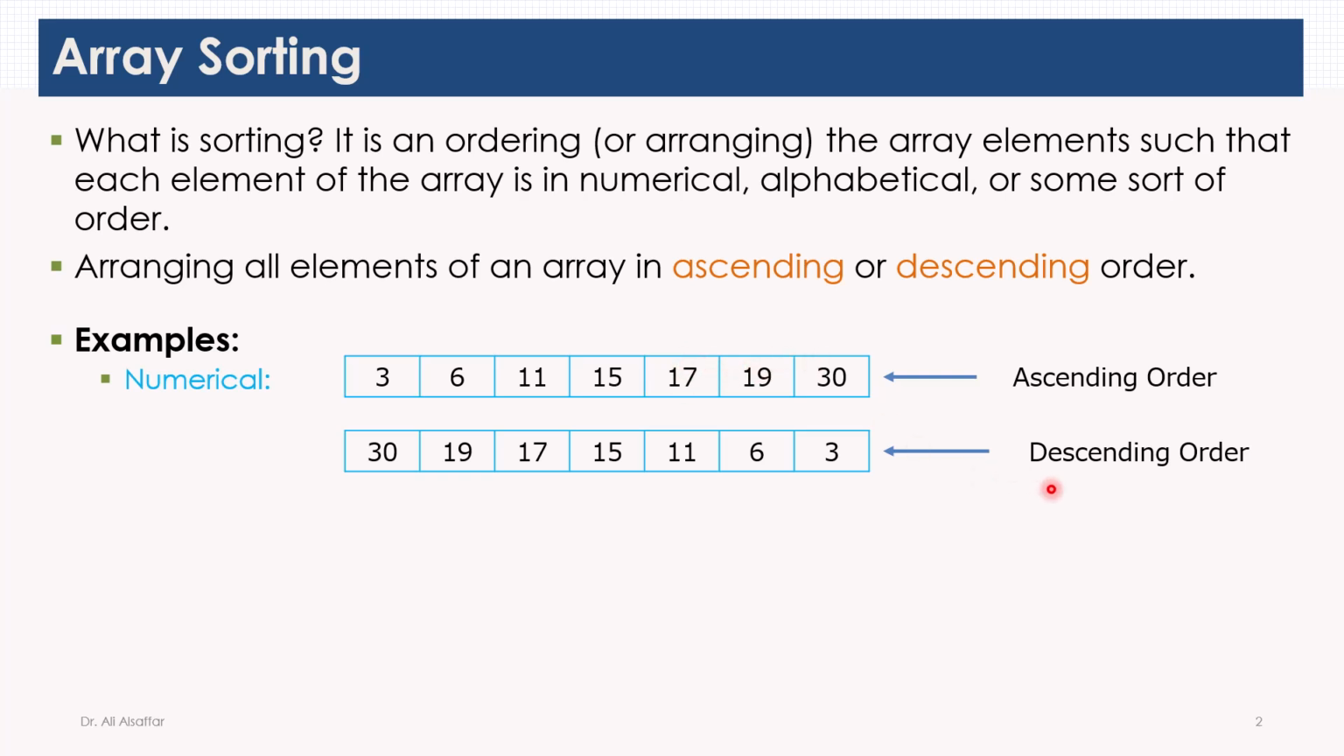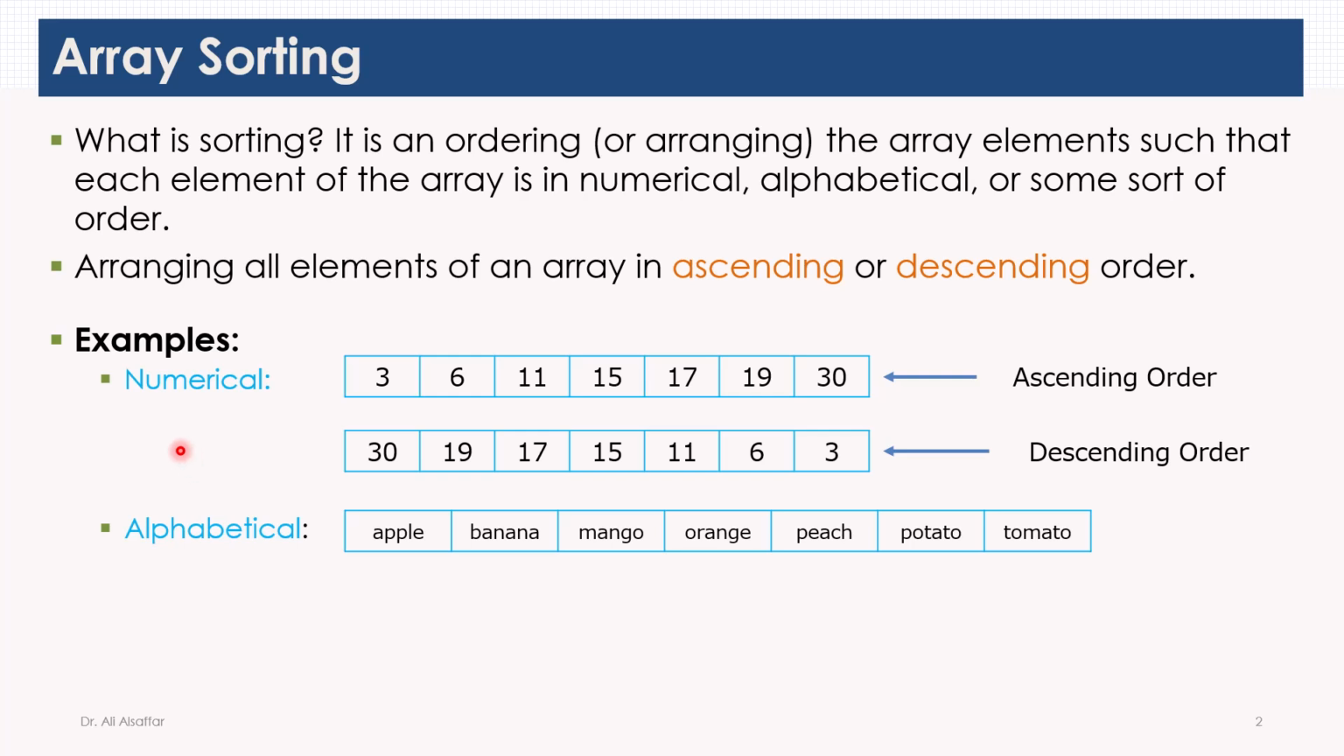However, descending order of these numbers is the opposite of ascending order, such that every element in the array is larger than or equal to the element next to it. So 30 is larger than or equal to 19. 19 is larger than or equal to 17, and we keep doing that until the end of the array. So we have 6 is greater than or equal to 3. So this is for a numerical order of arrays.